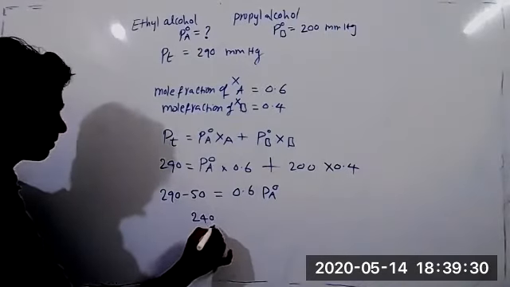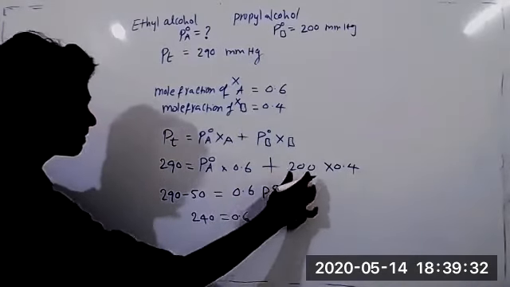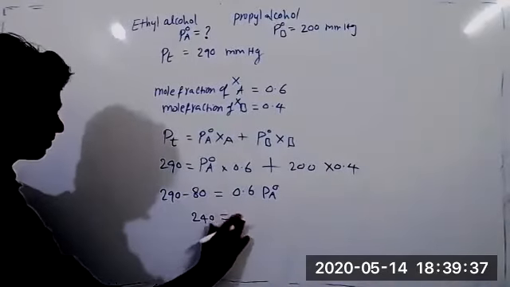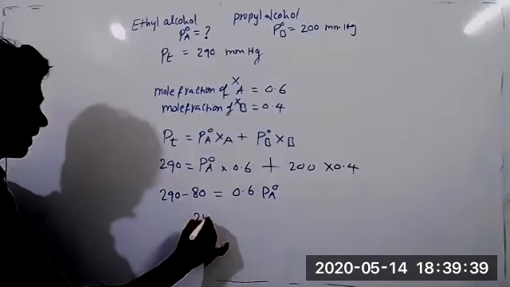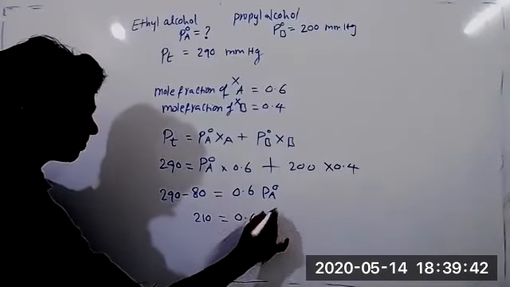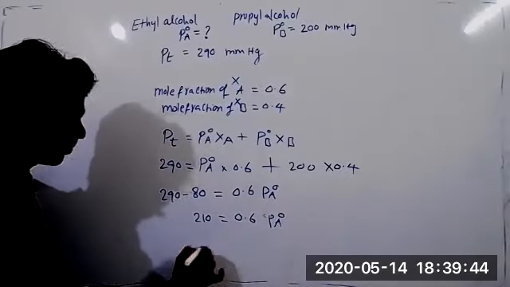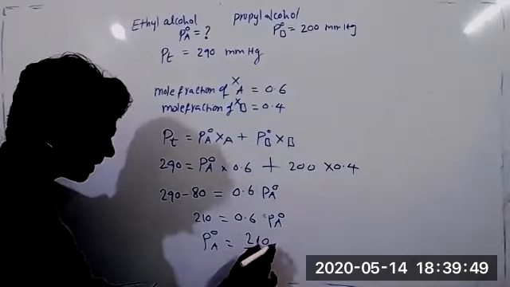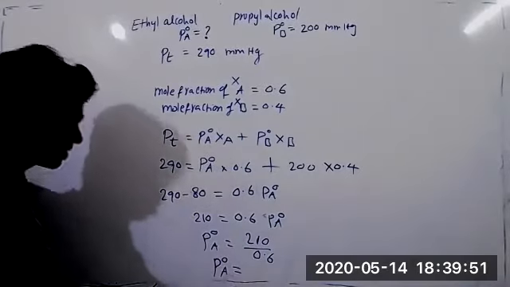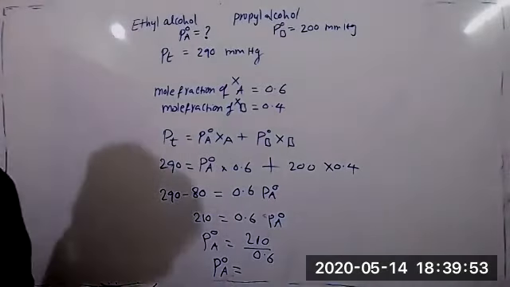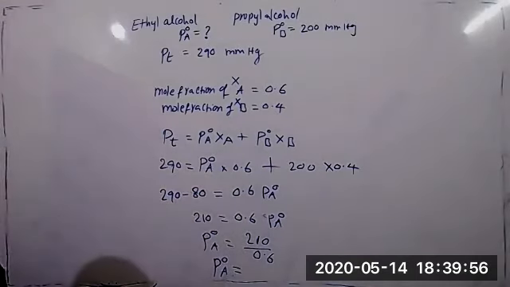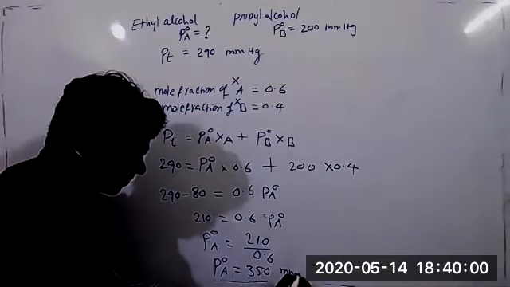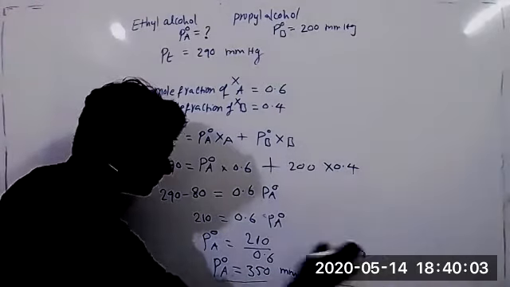Sir, it should be 80. Oh, this is 80. Yes, okay. So 290 minus 80, 210. 0.6 PA⁰. PA⁰ is equal to 210 divided by 0.6. Calculate this value and you will get PA⁰: 350 mmHg. So option A is correct.